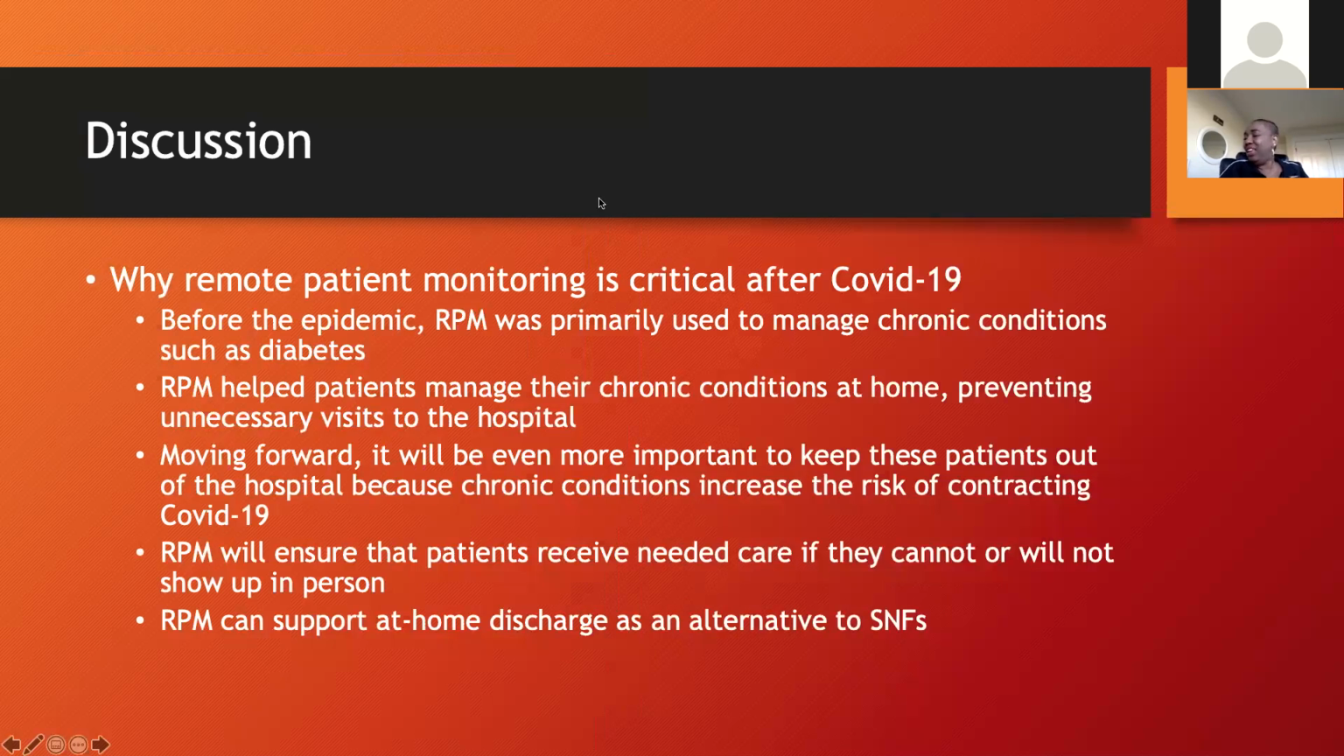Okay, and let's see. I have 2 discussions and then I'm done. So the first discussion: why remote patient monitoring is critical after COVID-19. I've given you some pointers here that you can think about, right? Before the epidemic it was primarily used to monitor chronic conditions, just like I showed you with my diabetes monitor. It says moving forward, it will be even more important to keep these COVID-19 patients, the high-risk patients, out of the hospital, so they don't contract the disease.